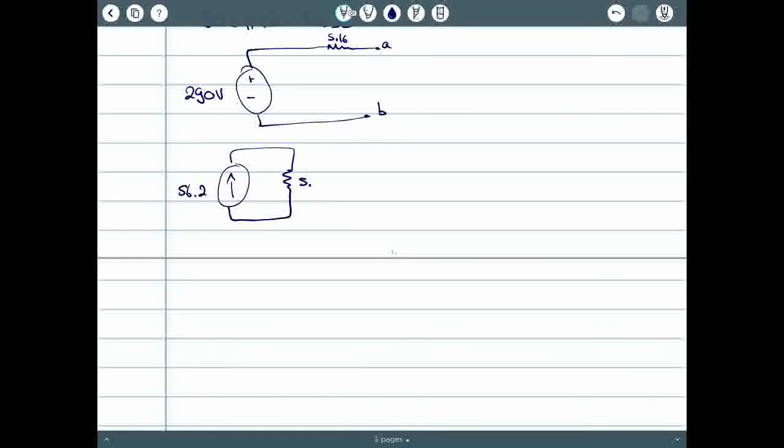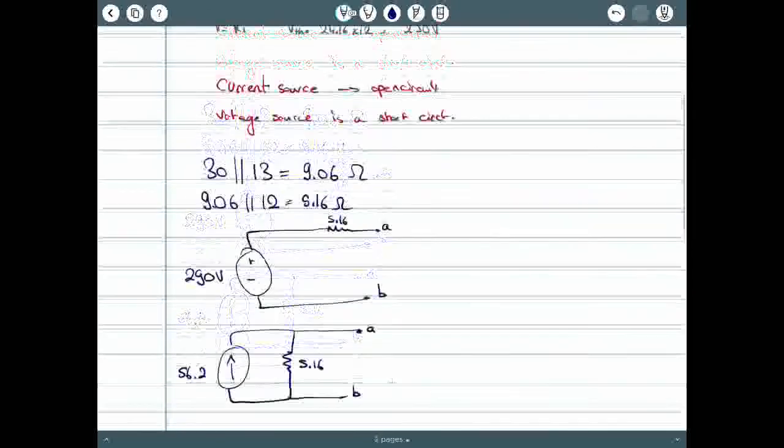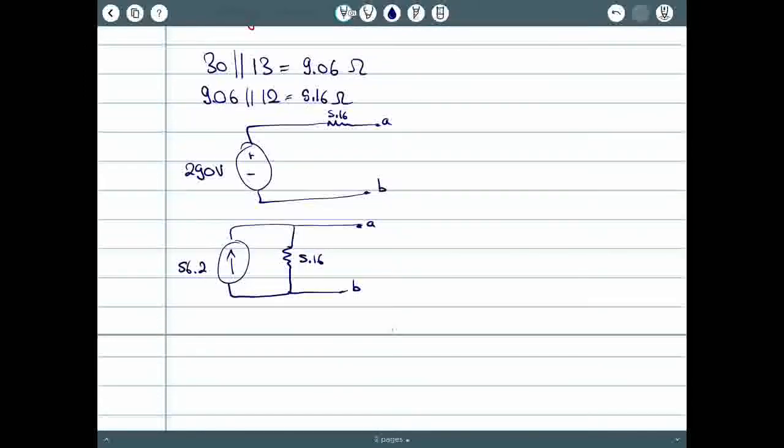So 5.16 in parallel with our load. Wonderful. We just simplified the fairly complicated circuit into this cute thing. Now I'm gonna solve more complicated examples about the Thèvenin and Norton equivalent circuits in the upcoming videos.